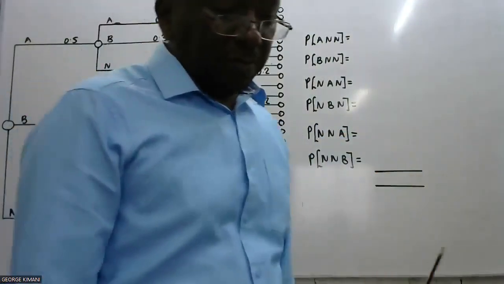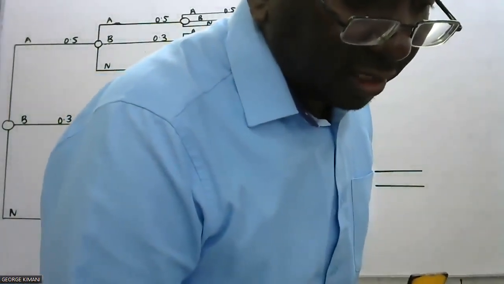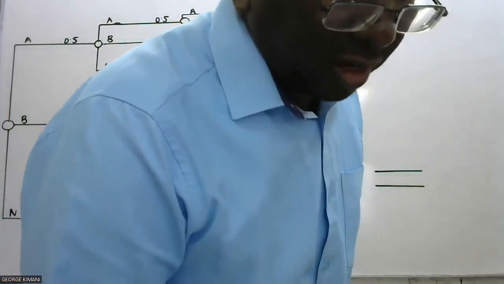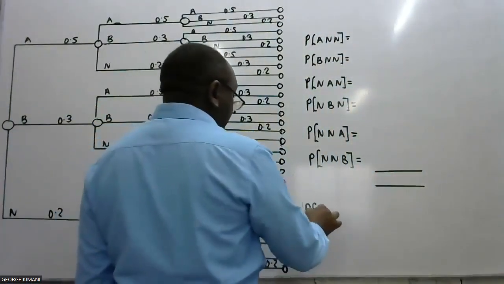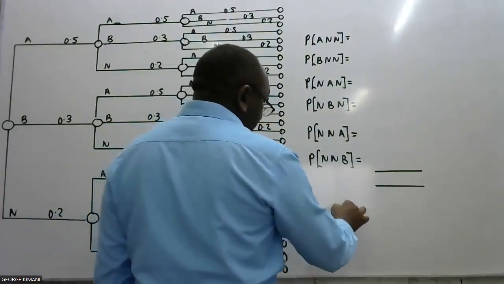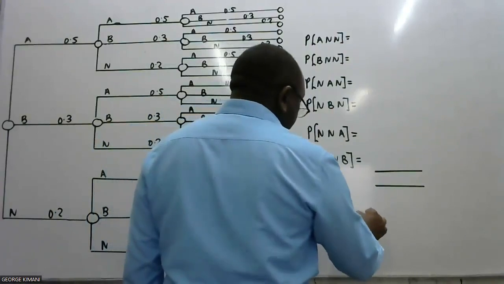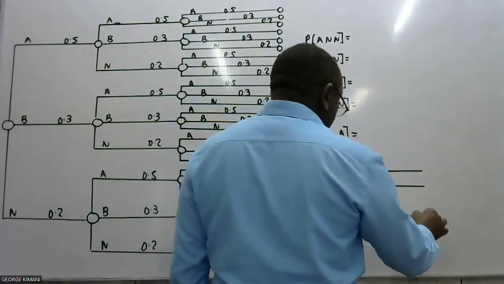So you will fill those in. Then finally, A will be awarded the first contract, B the second, and A the third. That means the probability that A gets the first, B the second, and A the third. That one is as simple as that. 0.5 times 0.3 times 0.5.